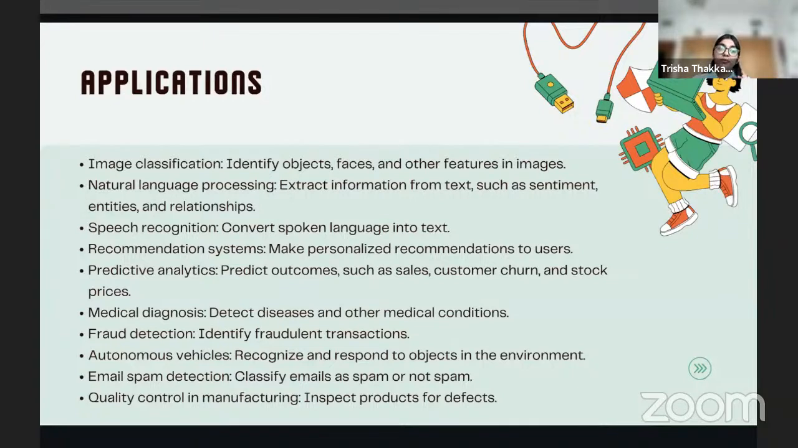It is used for predictive analytics. It is used for medical diagnosis. It can also be used for fraud detection. It's also used for email spam detection and quality control in manufacturing. So basically, all of this is related to a predefined data set, and it's either making predictions or it is classifying it into different sets.